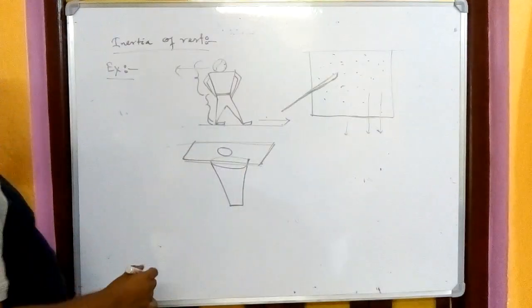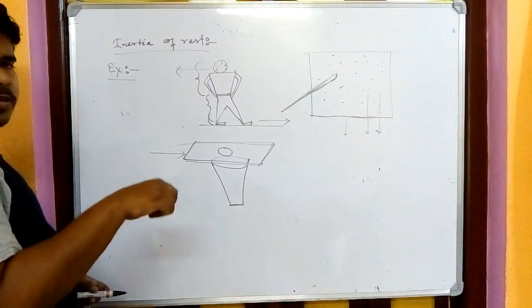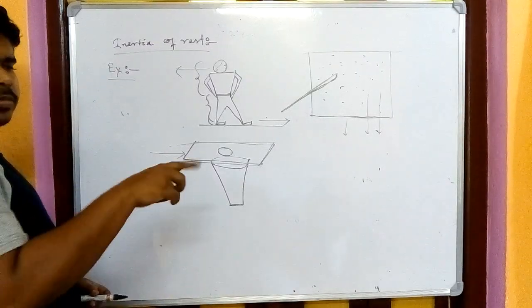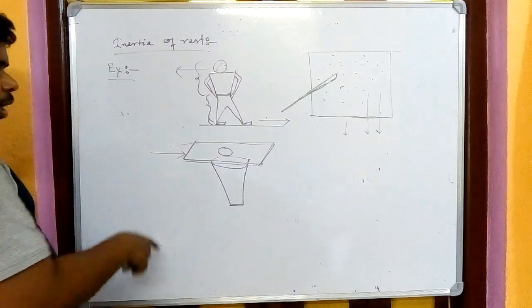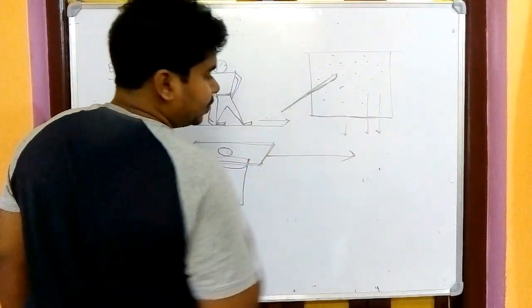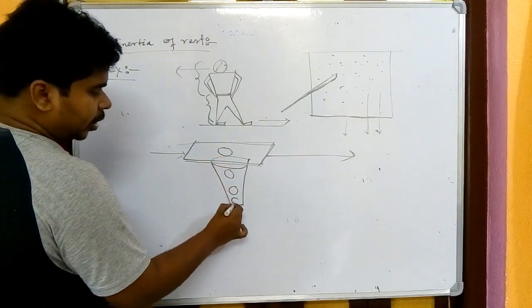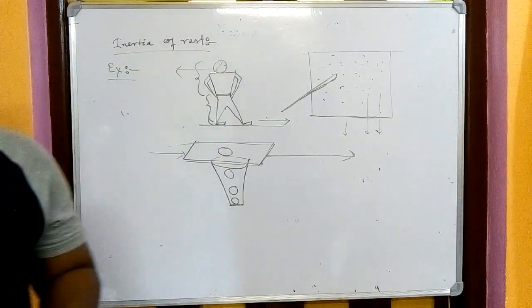And put a coin here over the postcard. Now you apply force by striking, like in carom, like a striker, you just hit here. You will see the postcard will go and the coin is falling downward into the glass.